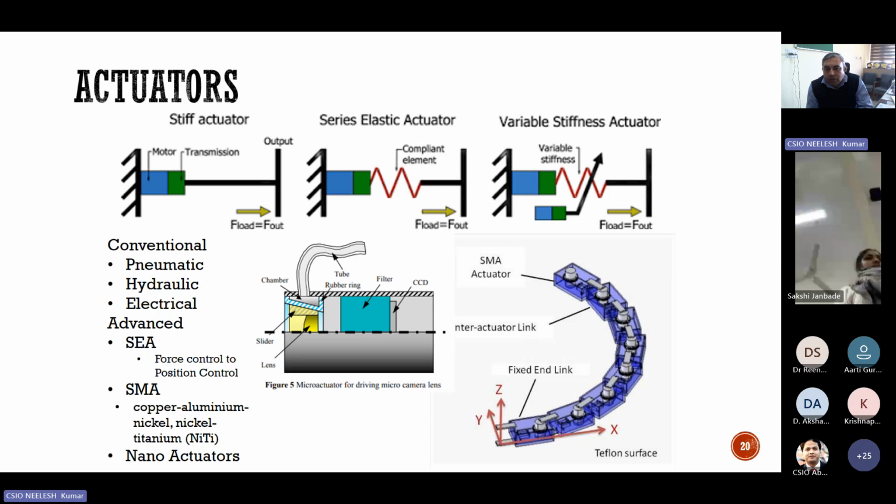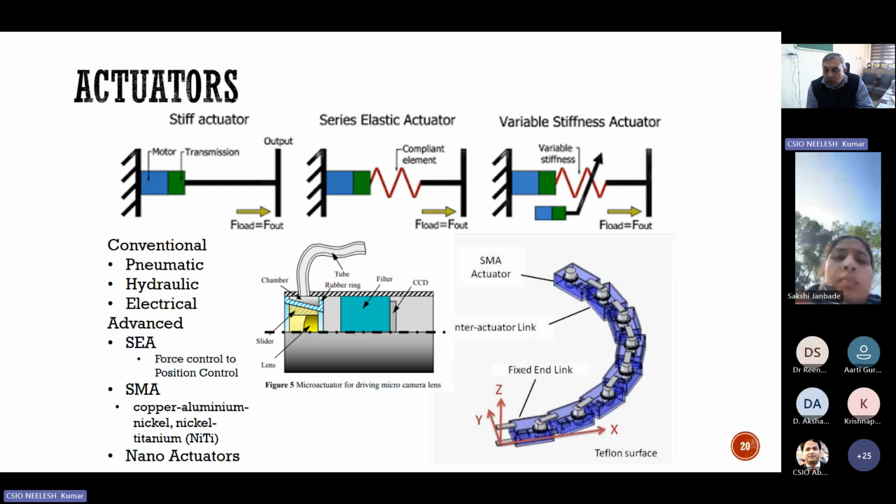But now, because in medical you require small actuators and the control needs to be very, very fine, and control with pneumatic and hydraulic actuators is a little tricky and requires a different approach, the advancement is that people are now working on series elastic actuators. They are small actuators with force control, and the force control is transferred to a position control.